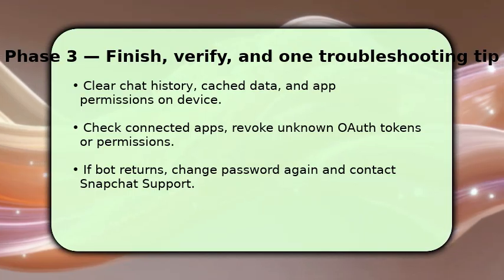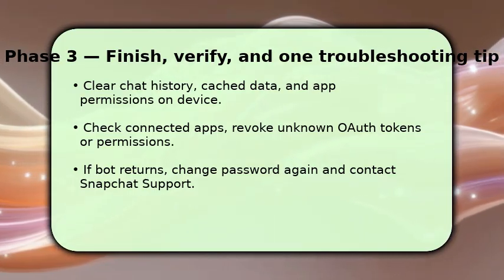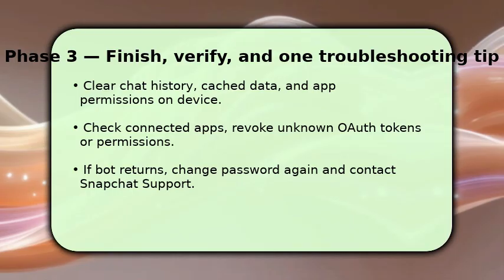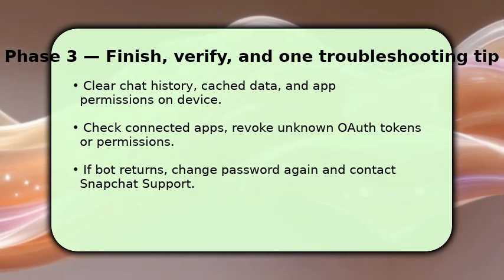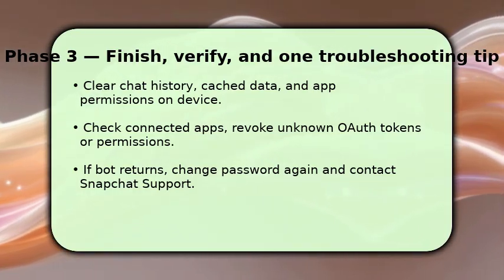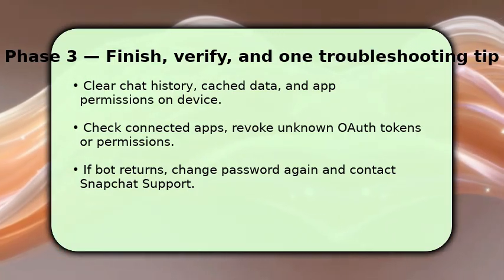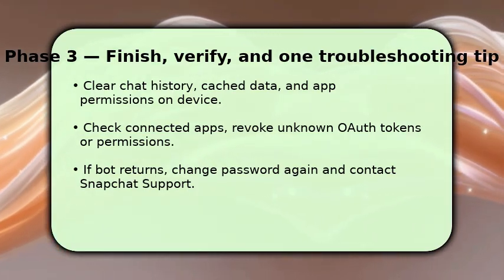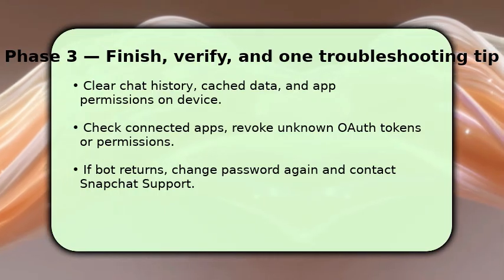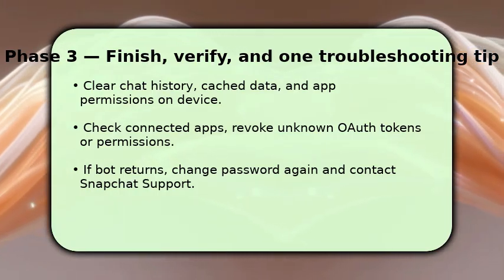If the bot reappears, change your password again and enable an authenticator app, then contact Snapchat support with your report ID and screenshots. One key troubleshooting tip: if messages still arrive, factory resetting sessions on other devices often severs persistent connections. Use that only if simpler steps fail.